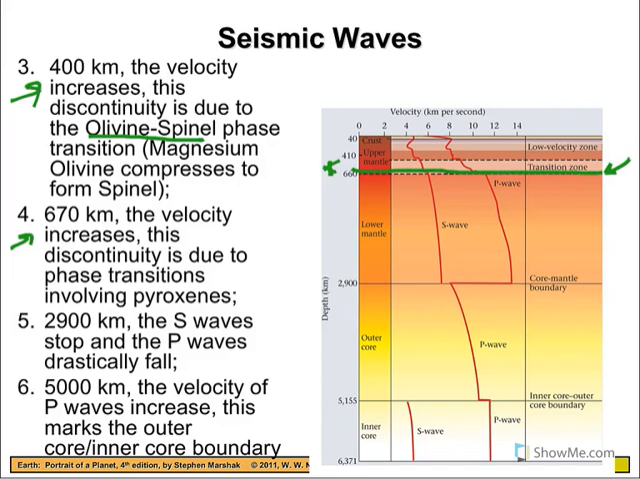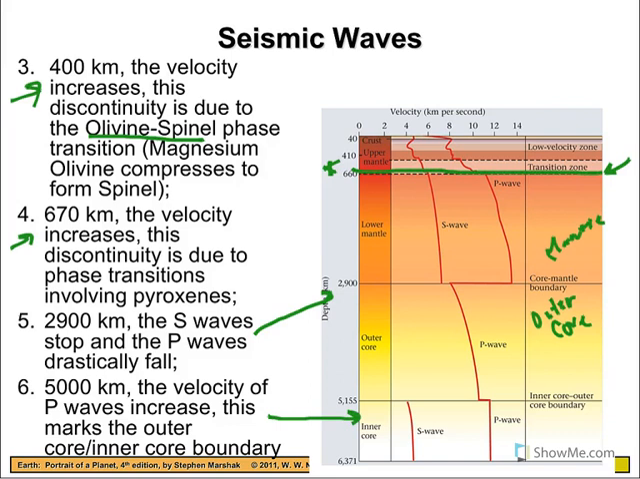Then we have our discontinuity at 2900. Here we see the S waves stop and the P waves drastically fall. So this is our core-mantle boundary. Here we're in the mantle, and then here we're in the outer core. Remember, our S wave stops, so we know we're in a liquid. Then our last one is where we hit that inner core, and of course the velocity speeds up as it hits that solid part of the inner core.